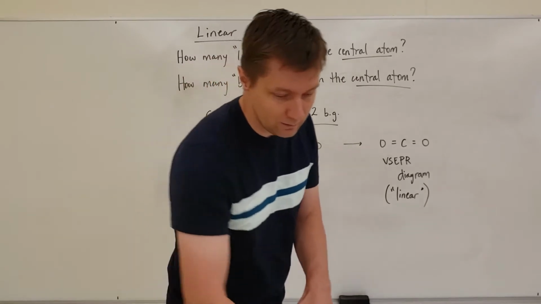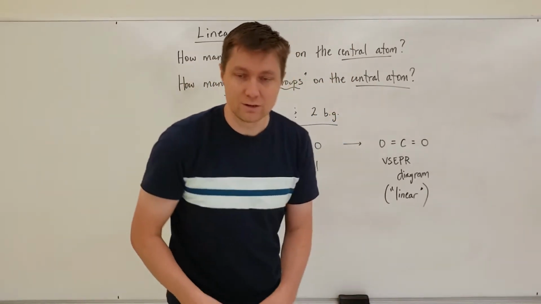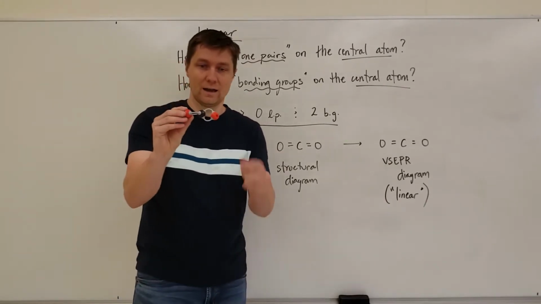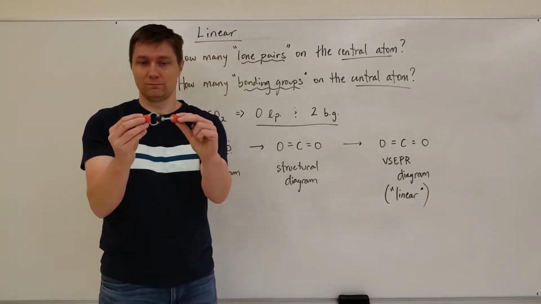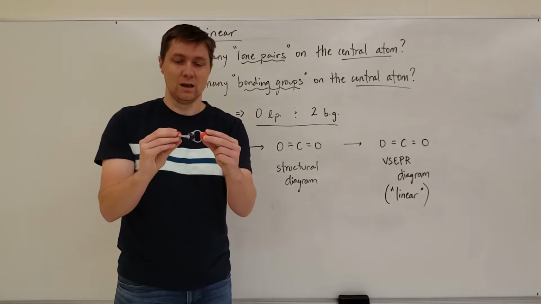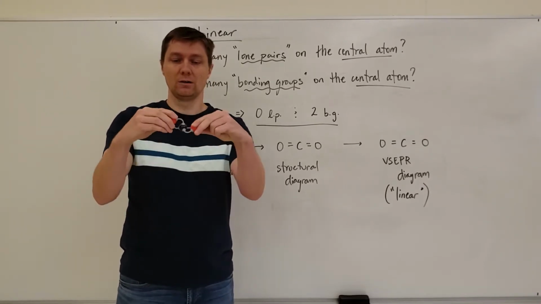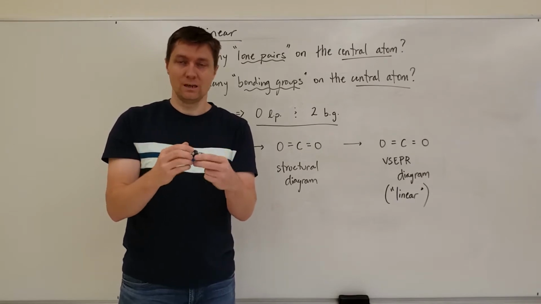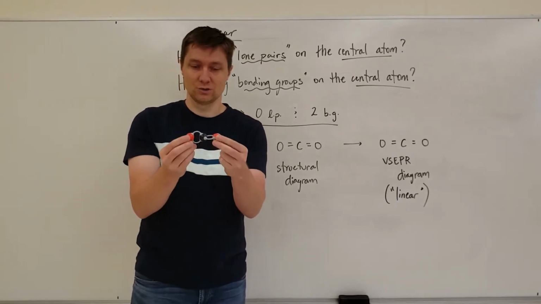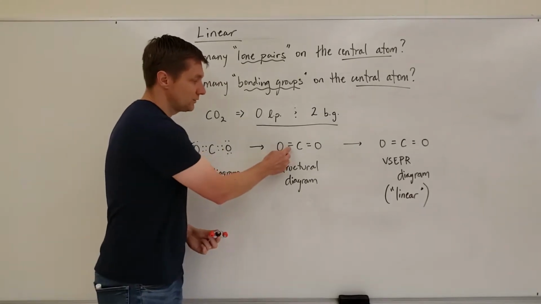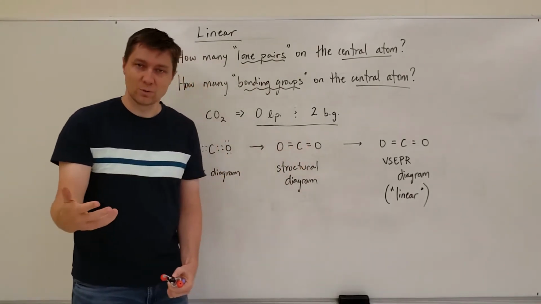And if I were to use the model kits here to illustrate this to you as well, I've got carbon dioxide here put together from our model kits, and you can see that this is just linear. It's just straight across. There's no bend or any sort of weird shape to this. It's just straight across.